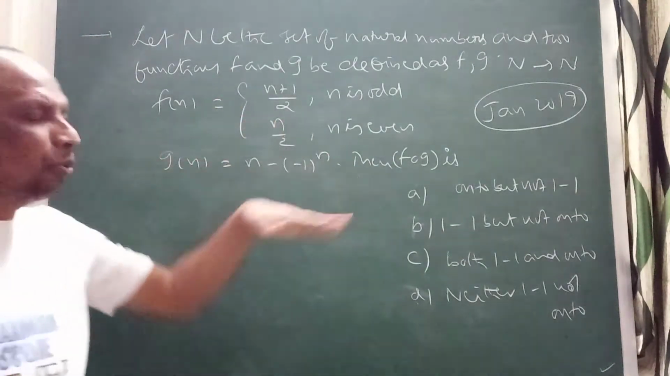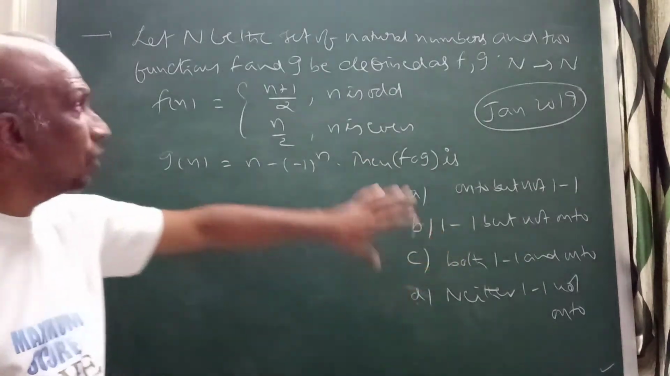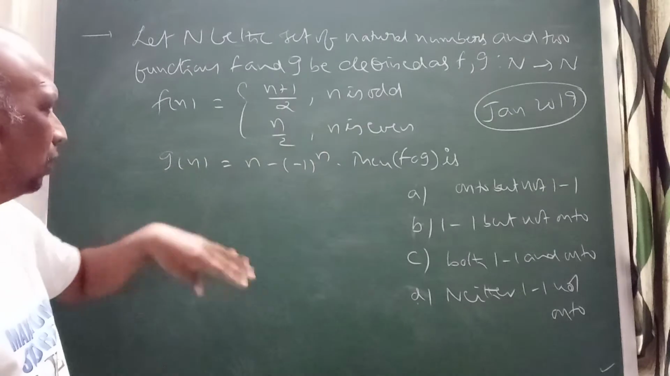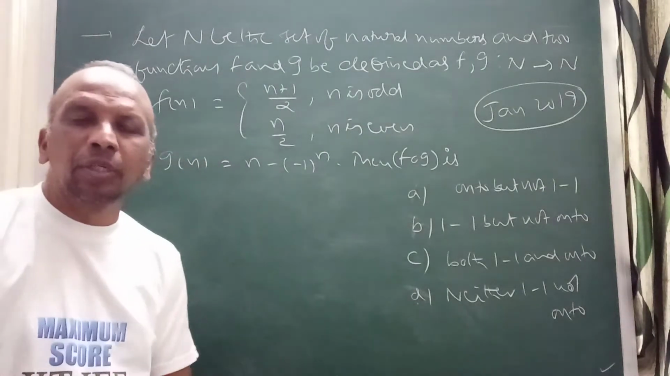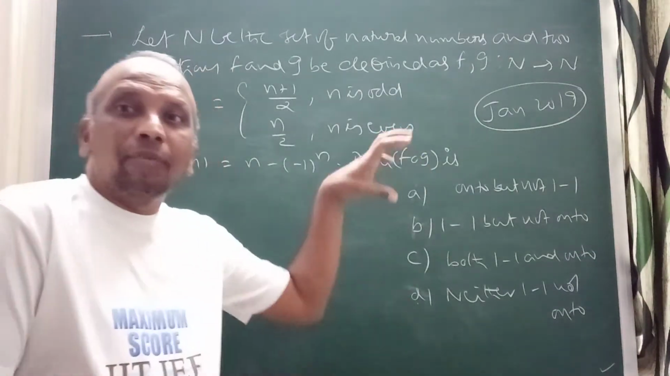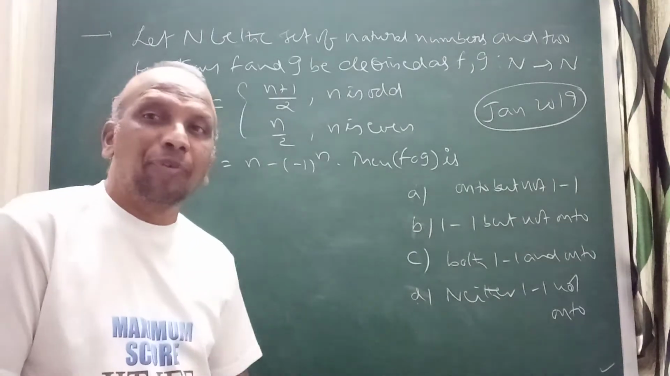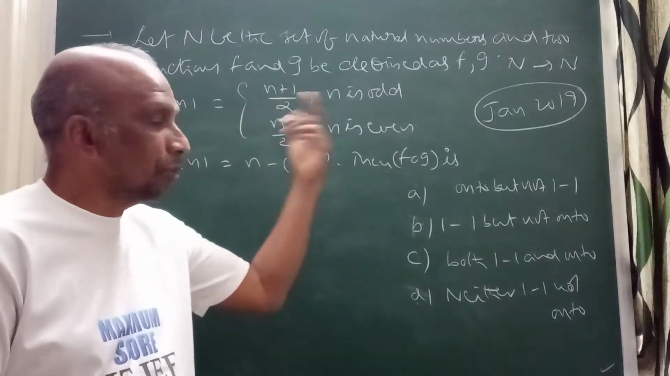They are talking about the composite function f of g. What is f of g? They have given f of n is (n plus 1) by 2 if n is odd, n by 2 if n is even, and g of n is (n minus 1) whole power n. Then f of g. Remember that whenever they are talking about a composite function, its nature depends upon the function f. If f is 1-1, the composite function is 1-1. If f is onto, the composite function is onto.